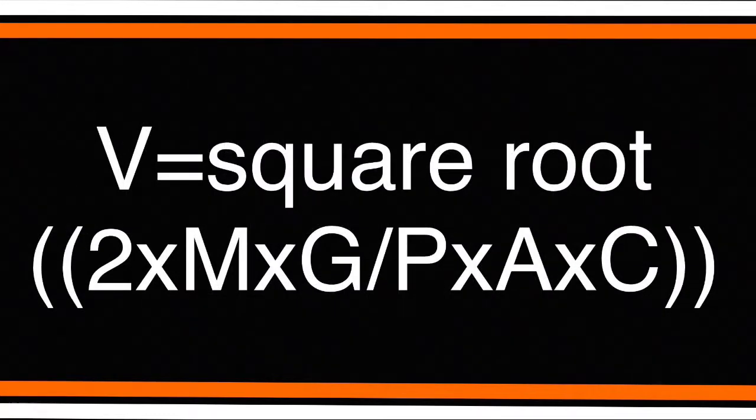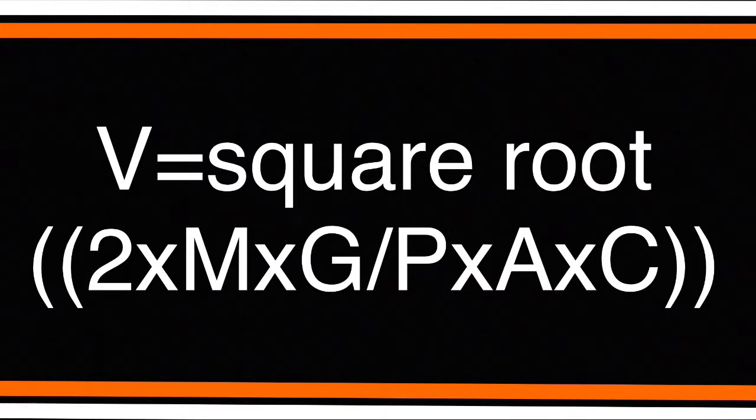The formula for calculating terminal velocity is v equals the square root of 2 times m times g divided by p times a times c, where m equals the mass of the falling object, g equals the rate of acceleration, or 9.8 meters per second squared, p equals 1.225 kilograms per meter cubed, or the density of air at sea level. A equals the projected area of the object, and C equals the drag coefficient.